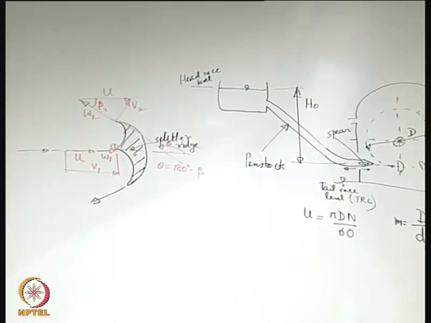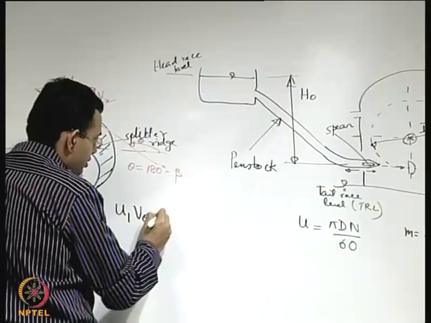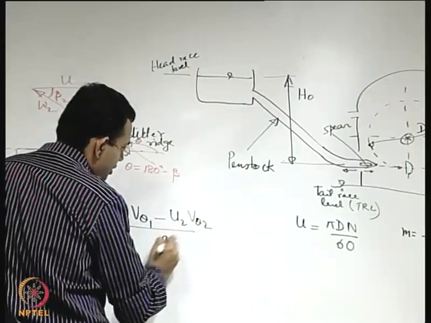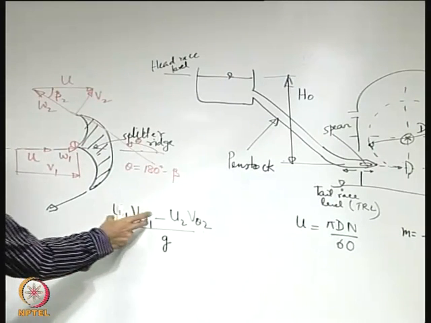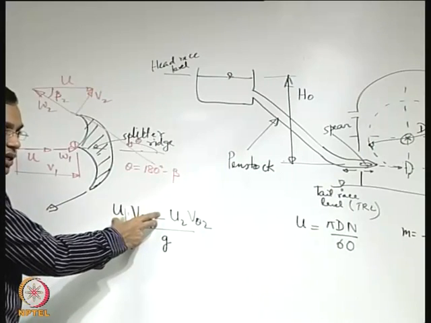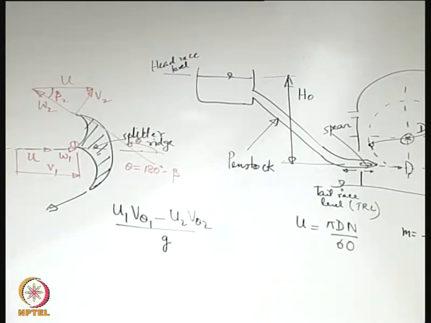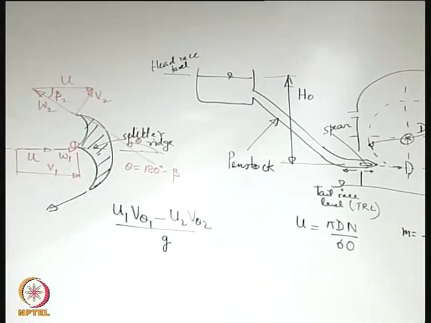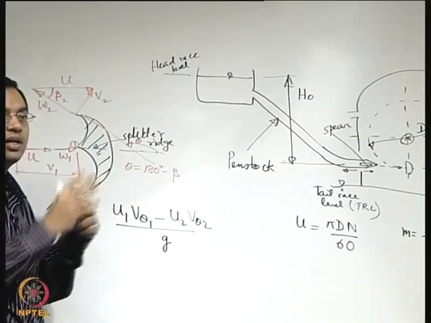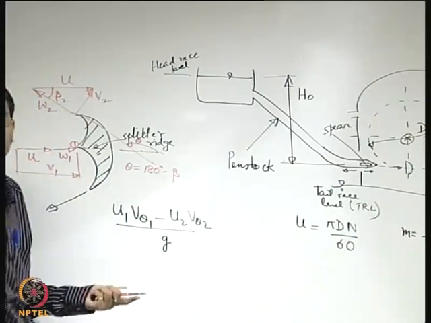So let us find out the power developed. What is the power developed here? You should have u1 v theta 1 minus u2 v theta 2 by g as the head developed. The fluid had a particular head with which it entered, it sacrificed some head and its head came down. This difference is the head that is being imparted to the rotor. So u1 v theta 1 minus u2 v theta 2 by g, the same formula, just remember it is reversed compared to the pump because the direction of energy flow is reversed. For the pump it was u2 v theta 2 minus u1 v theta 1 by g, here it is the other way. So points 1 and 2 are just exchanged.